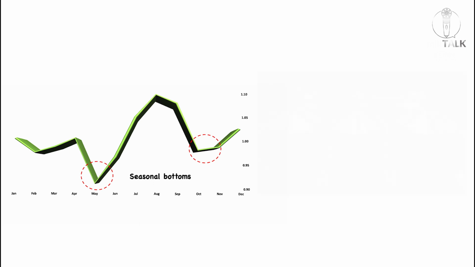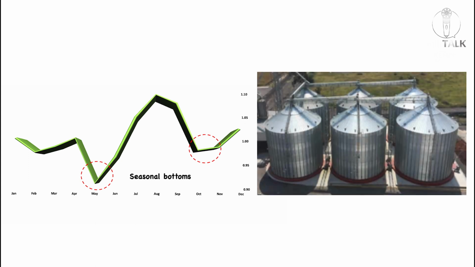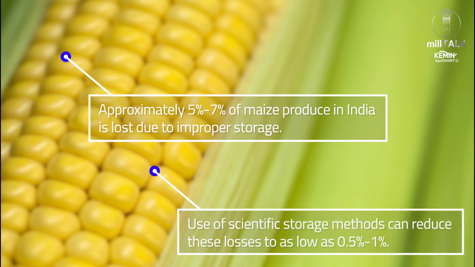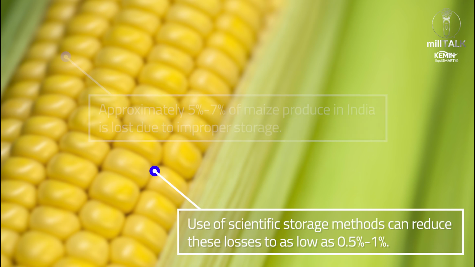The second challenge is how you will store it. Because when maize comes in at a high moisture percentage, storage can be a challenge, whether you are storing in a warehouse or in a silo. So is the silo enough for storage? This question we have to ask. 5 to 7% of the maize produced in India is lost due to improper storage. But if we go with a scientific method for storage, either in silo or warehouse, you can minimize your losses to 0.5% to 1%.